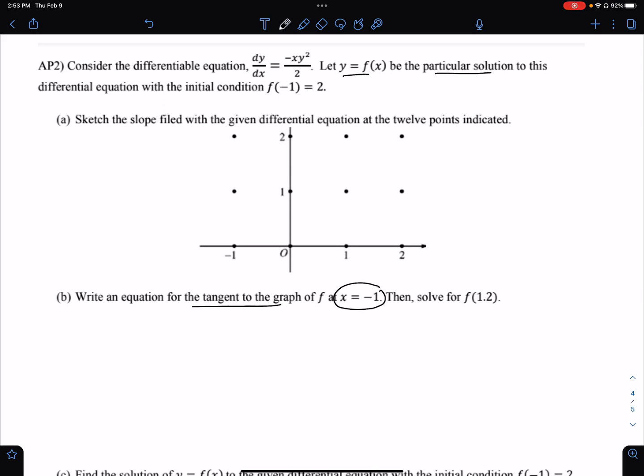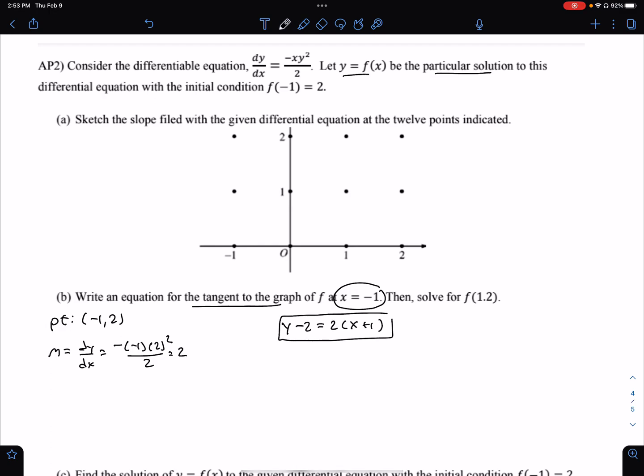And that's not too hard to do because up here, they tell us at -1 the value of the function is 2. So we have a point, and the point is just (-1, 2). To get the slope, we're just going to use our derivative. Remember, our derivative is right up here, the very top right there. I'm just going to plug my point into there. I get negative of -1 times 2 squared over 2, and that just becomes 4 over 2, which is 2. So my tangent line will be y minus 2 equals 2 times x plus 1. And there's our tangent line.